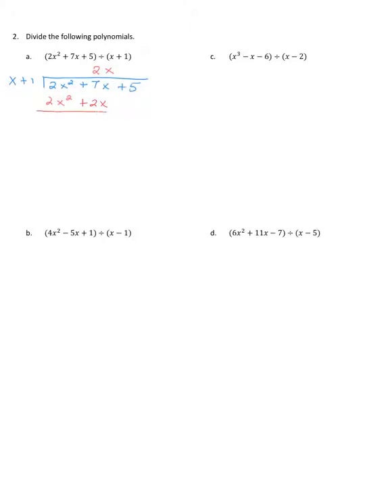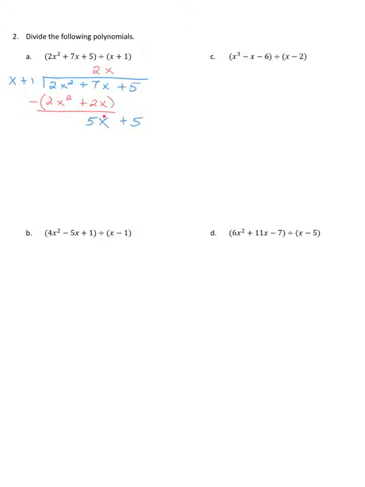I want to subtract this from what is above it. That's 2x squared minus 2x squared, which is 0. That's exactly what we want. We're going to have some stuff left over here. That's 7x minus 2x to give us a total of 5x. I then bring down the 5 and repeat this process.